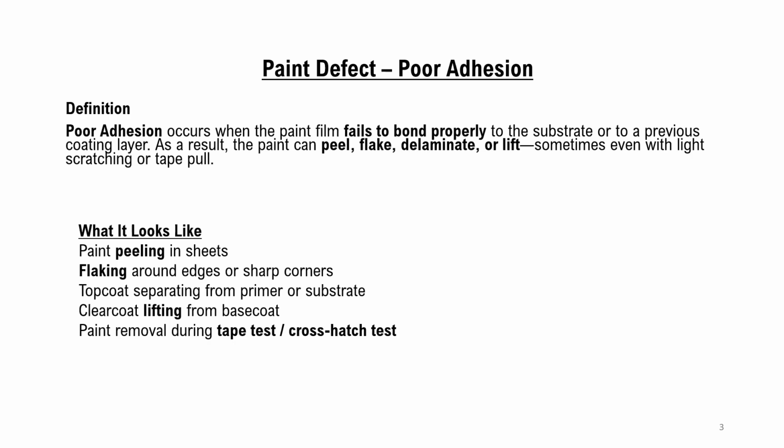Poor adhesion occurs when the paint film fails to bond properly to the substrate or to the previous coating layer. As a result, the paint can peel, flake, delaminate, or lift, sometimes even with light scratching or tape pull. What it looks like: paint peeling in sheets, flaking around edges or sharp corners, top coat separating from primer or substrate, color lifting from base coat, paint removal during tape test or crosshatch test.